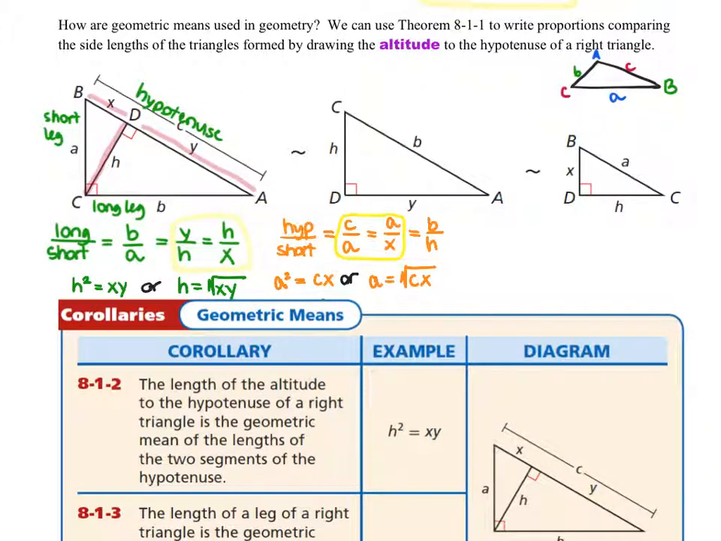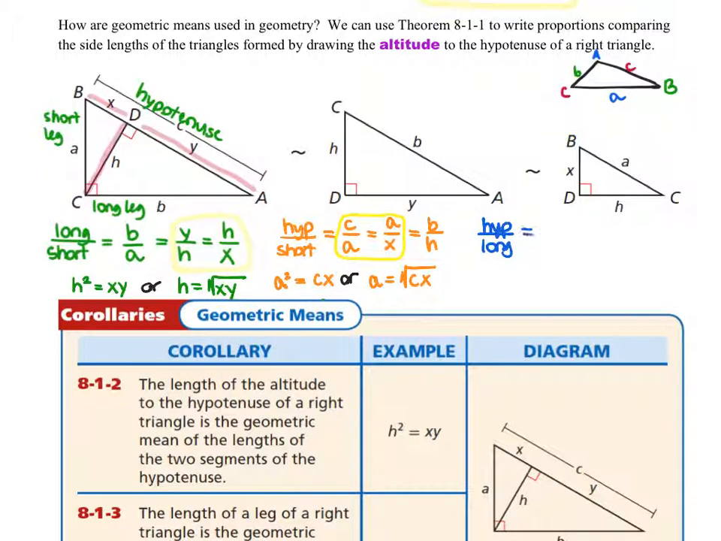You may have guessed by this time that we're actually developing the relationships that we're going to see in the corollaries about geometric means, 8-1-2 and 8-1-3. That means that we have one more to go, because there's one more relationship to write about, and that is going to be when we take a look at the ratio between the hypotenuse and the long side.